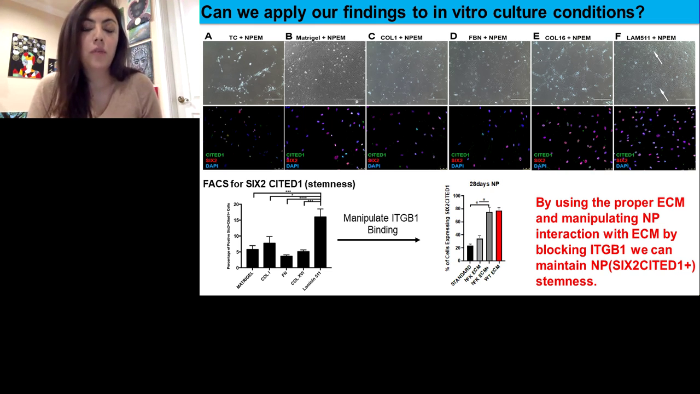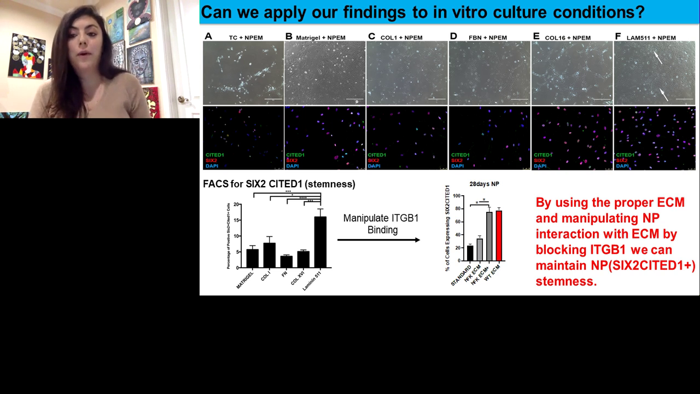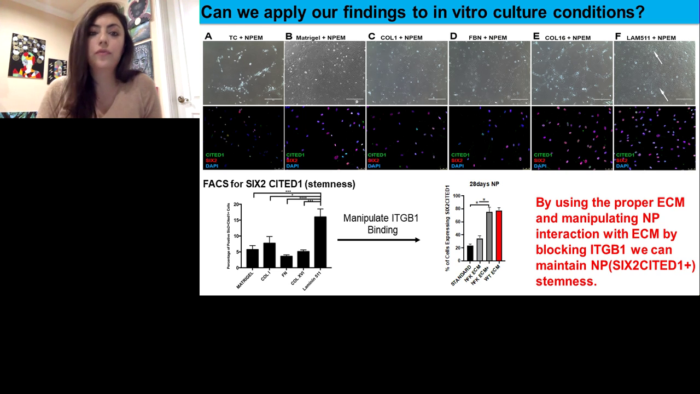We tested Matrigel, which is the standard currently to culture these cells, and collagen 1, fibronectin, collagen 16, and laminin 511. And we tested through flow analysis for the expression of SIX2 and CITED1. After 5 days, what we see is that when the cells were cultured on laminin 511, they seem to maintain the expression of SIX2+CITED1 significantly compared to all the other culture conditions.